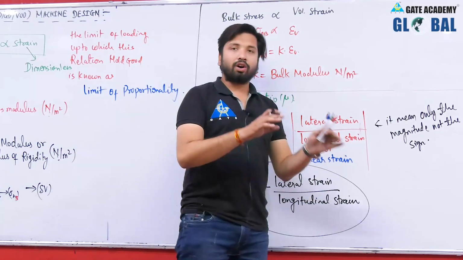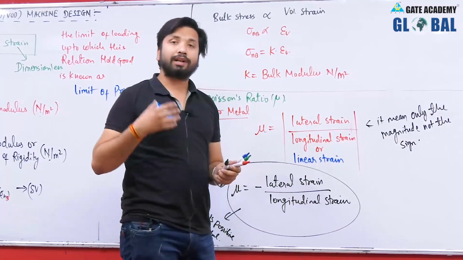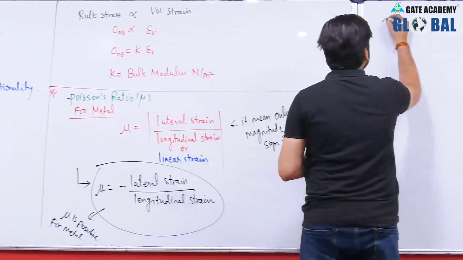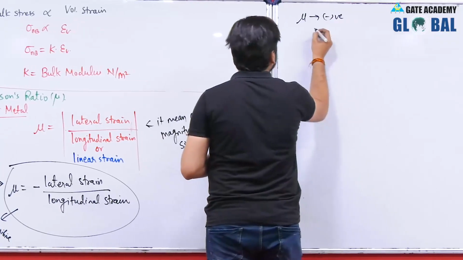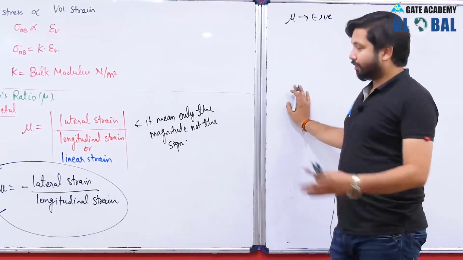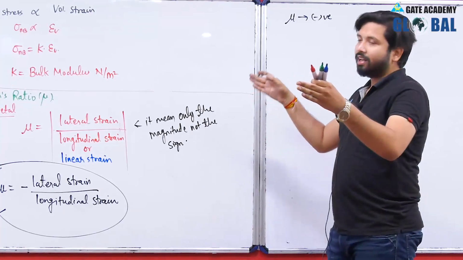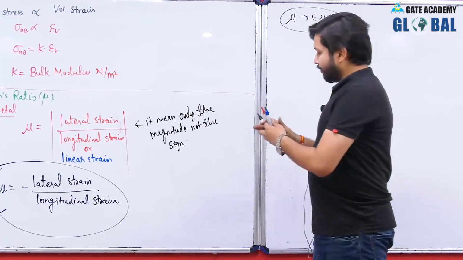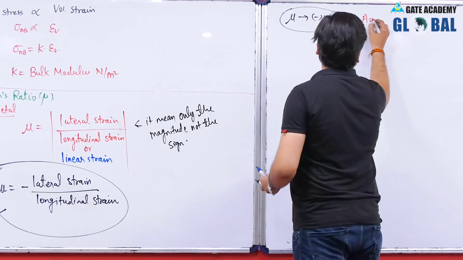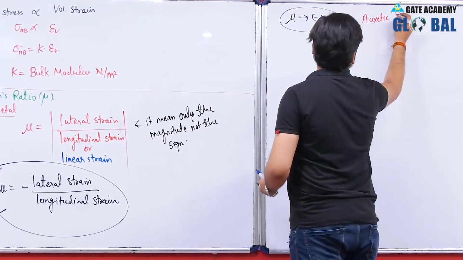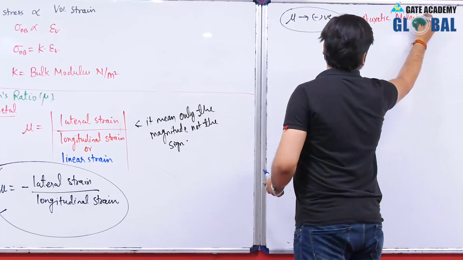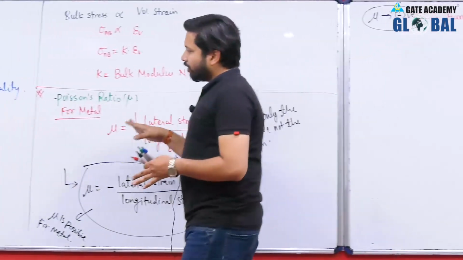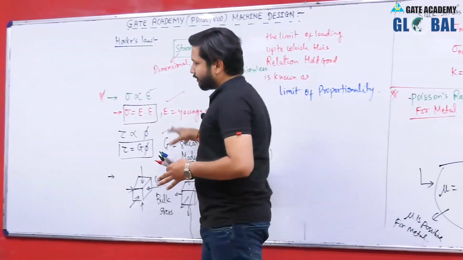Now, if the longitudinal strain and the lateral strain both become positive, then the Poisson's ratio will be negative. So, if mu is negative, that means the length is also increasing and the thickness is also increasing. In such a case the mu will be negative, and such materials are known as auxetic material. Now, here we have loading along one direction only.